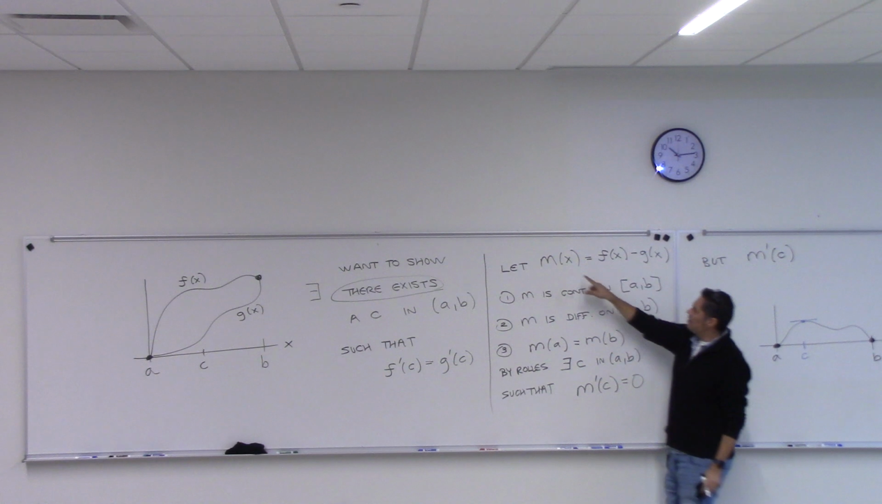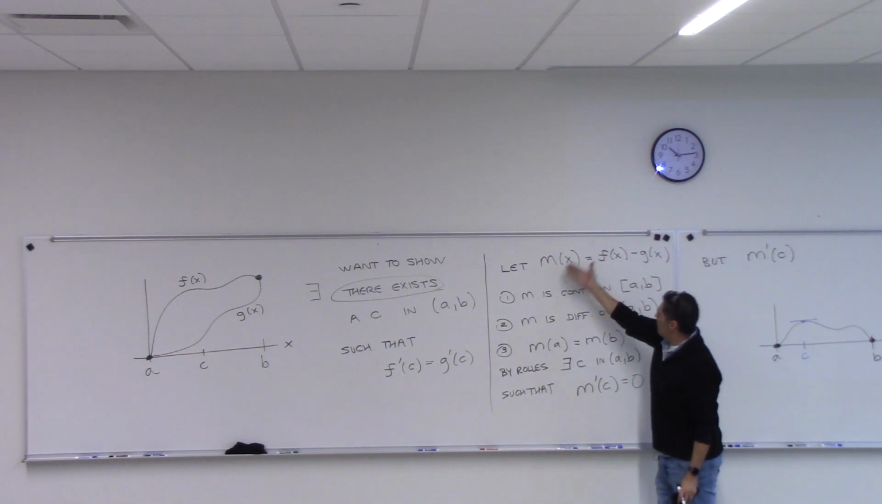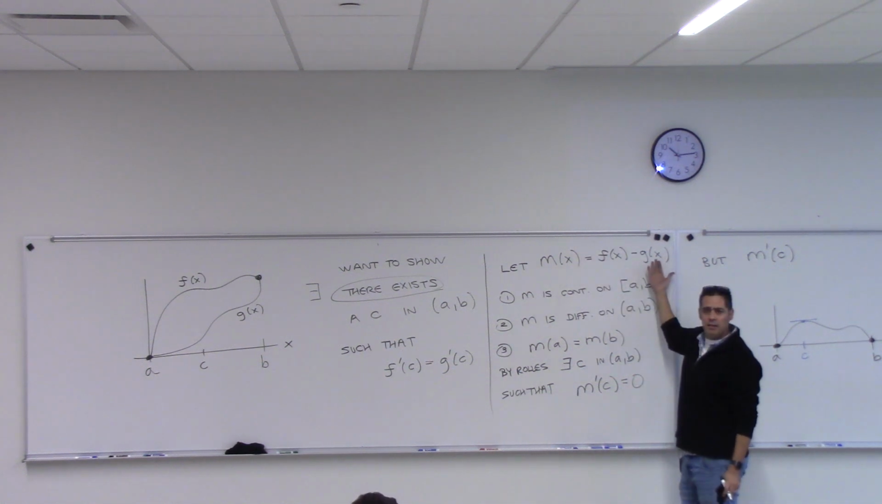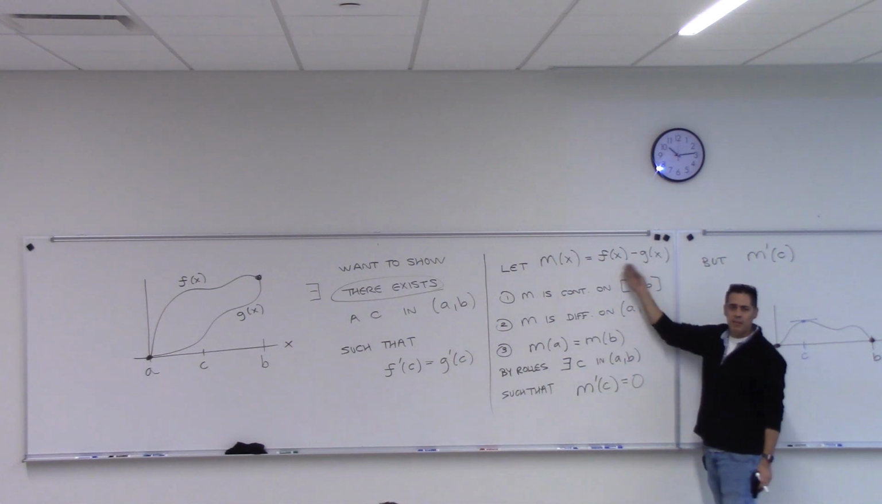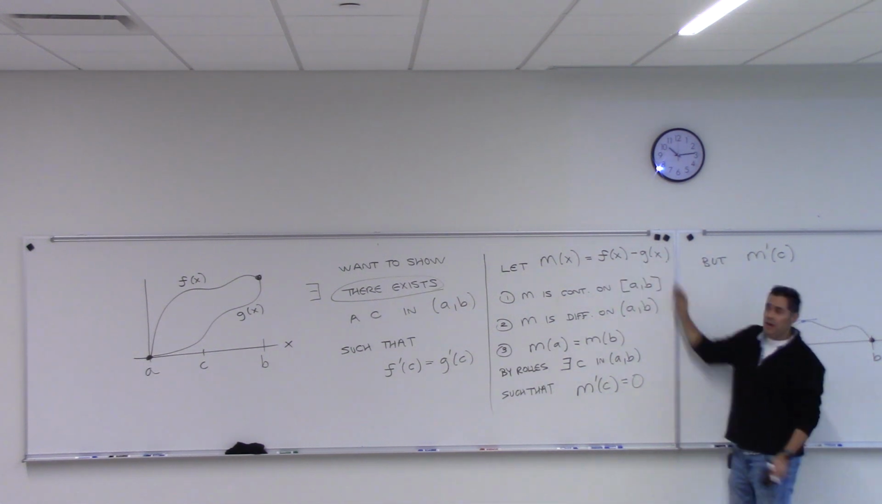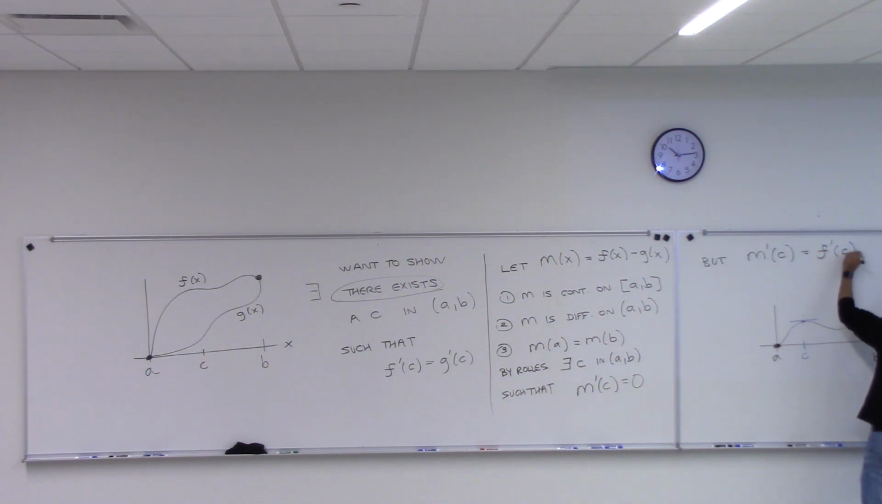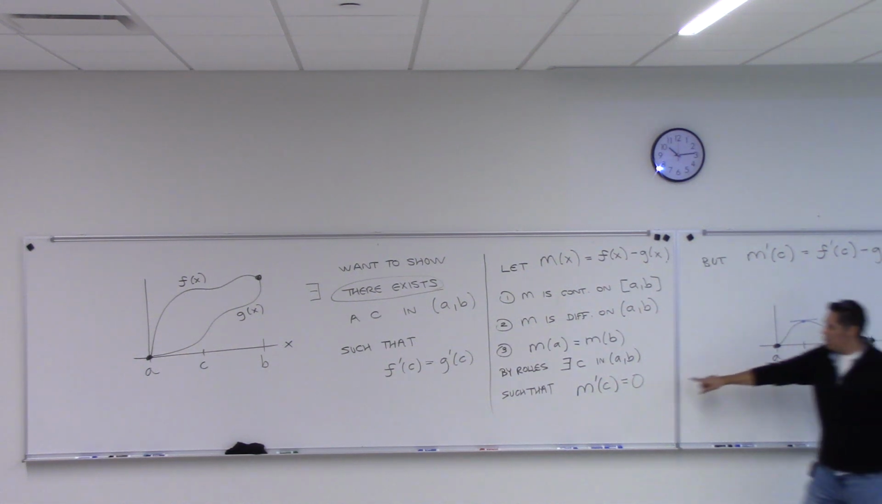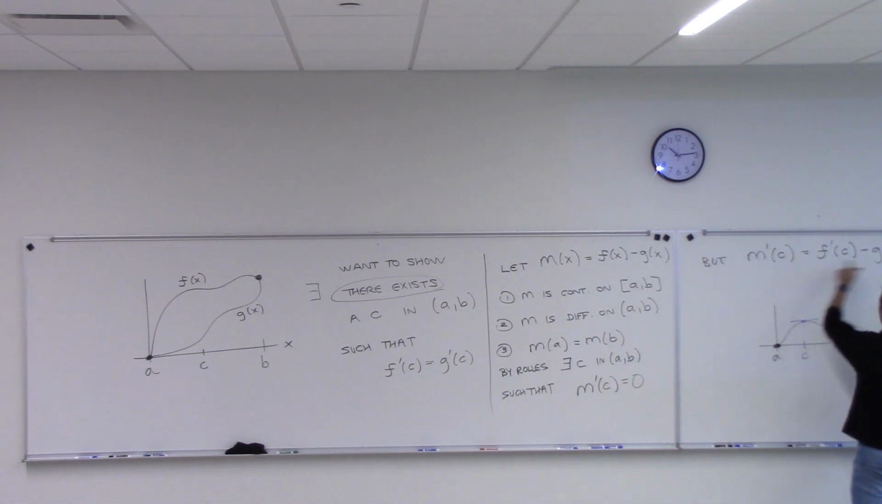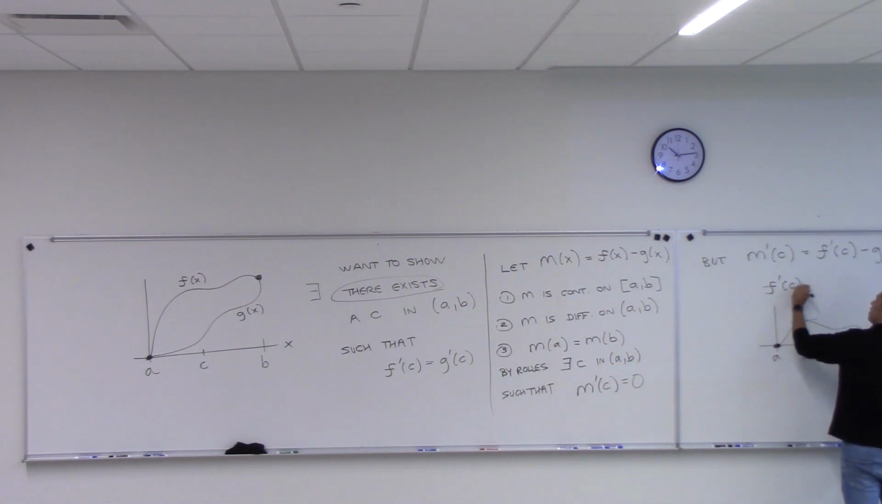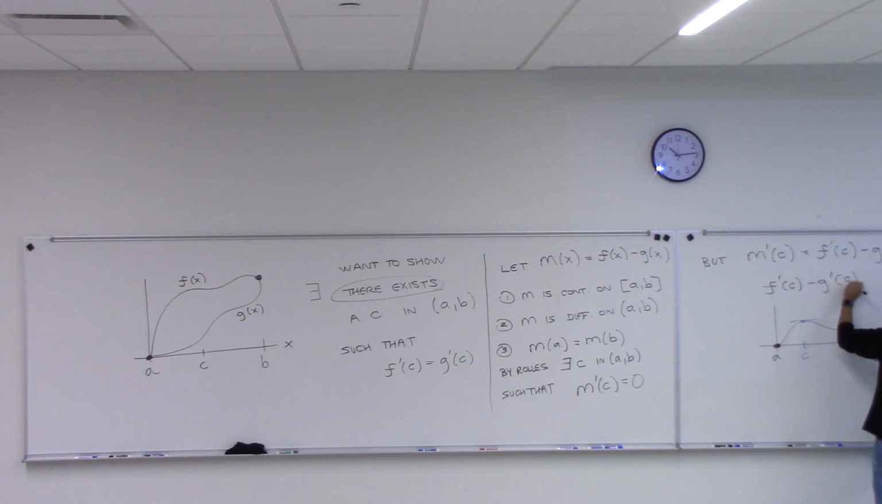Derivative of M at c. Well, if I ask you to take the derivative of M, you would take the derivative of that. How do you take the derivative of two functions being subtracted? The derivative of each one separately, right? So that means M prime of c equals f prime of c minus g prime of c. That right here has to be 0. So f prime of c minus g prime of c has to be 0, right? Move this to the other side. And what do you have?